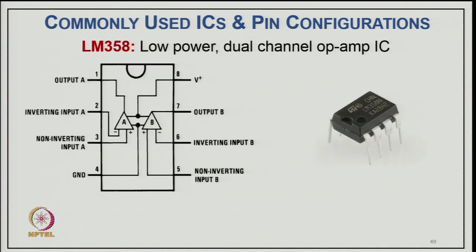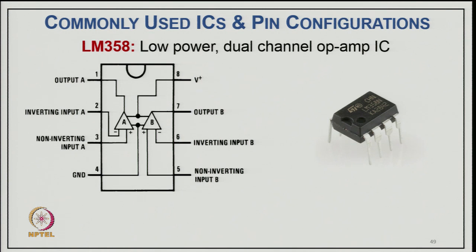Another commonly used IC is the LM358. There are a large number of operational amplifiers in the LM series, but of course, this is one of the quite famous ones. Here we have a low power dual channel operational amplifier. So, here we have a dual operational amplifier in one package, and you can clearly see the 8 pins. Pin 4 is ground, pin 8 is the positive power supply, and we do not have a negative power supply here. We have an output, an inverting input and a non-inverting input.